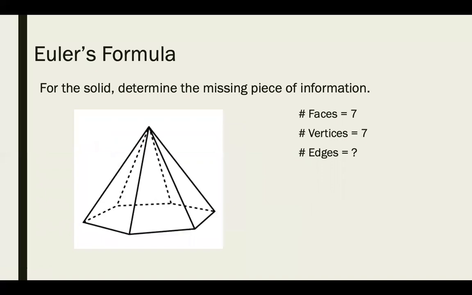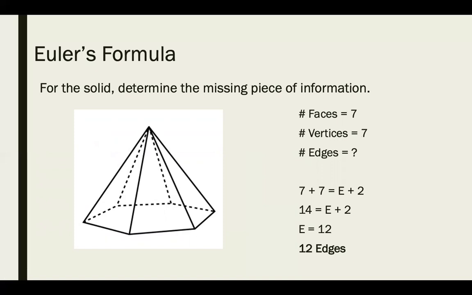This next one, we've got 7 faces and 7 vertices. So how many edges will we have? Well, F plus V equals E plus 2. We plug in 7 for faces and for vertices. And we solve for E, and we get 12 edges.